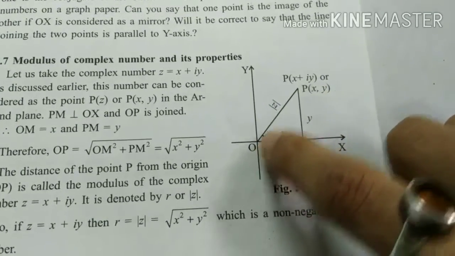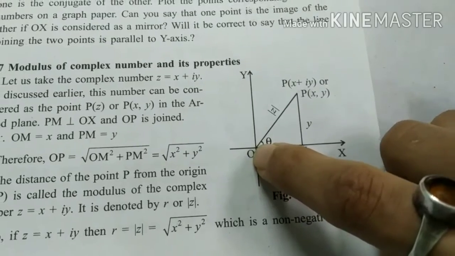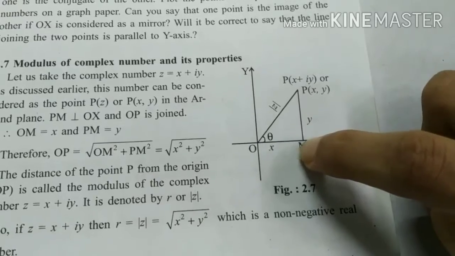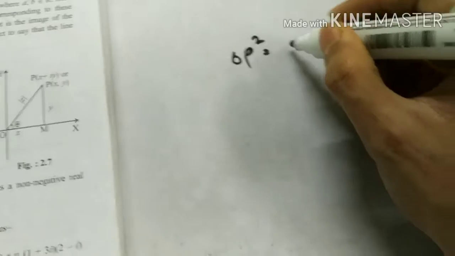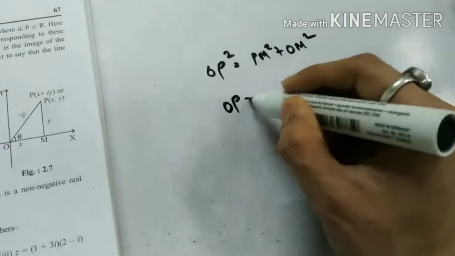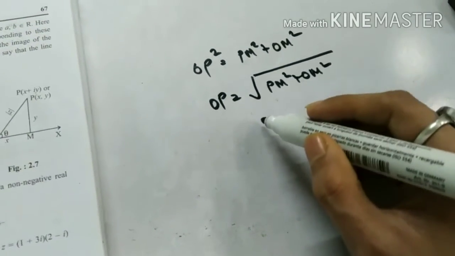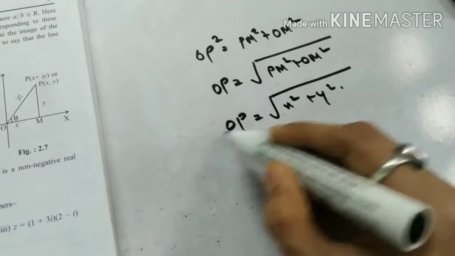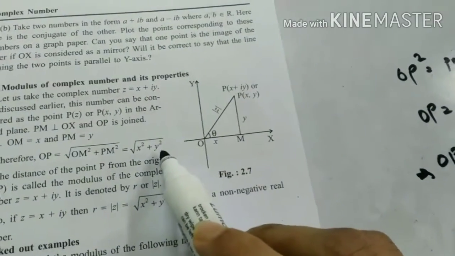Understand? And the distance OP, if I use Pythagoras theorem, I will get OP square is equal to PM square plus OM square. So OP will be equal to root over PM square plus OM square, which is x square plus y square. So OP is equal to this distance, root over x square plus y square.